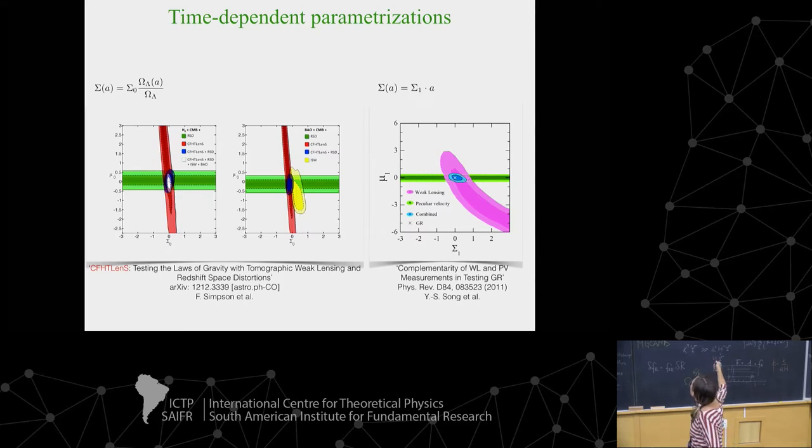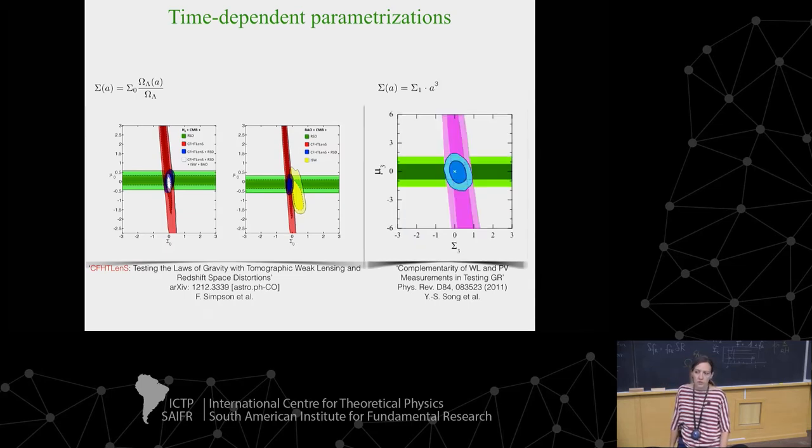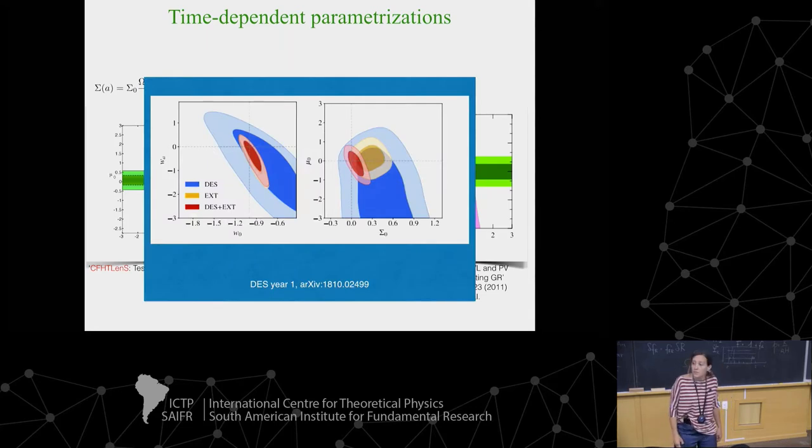So this is the constraint that you will get on mu and sigma today if you model them as a linear function of the scale factor. This is if you model them as a to the cube. You always have to be careful whenever you put constraints, because they depend on your assumptions behind it. And yes, that's what my lecture will be about tomorrow.